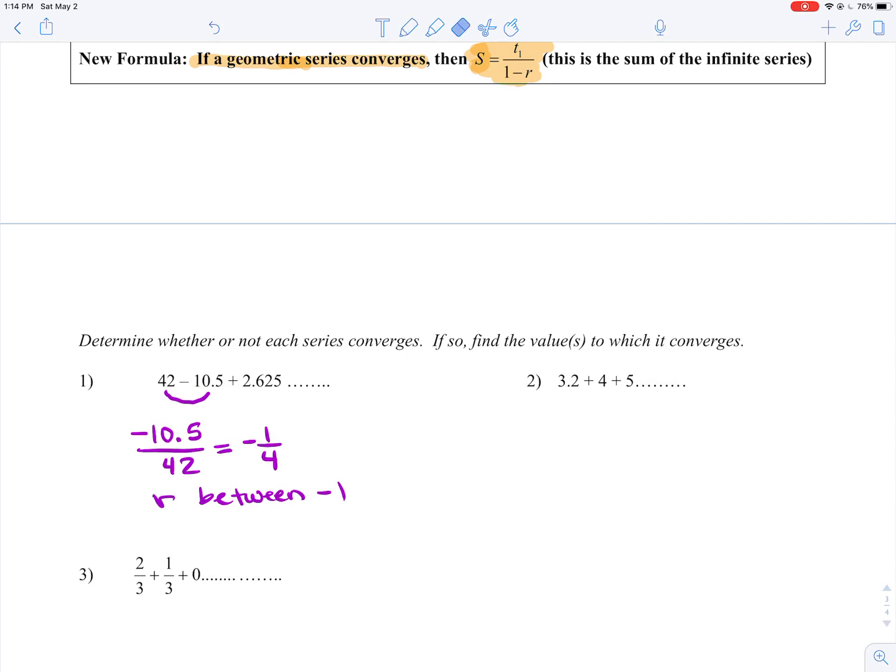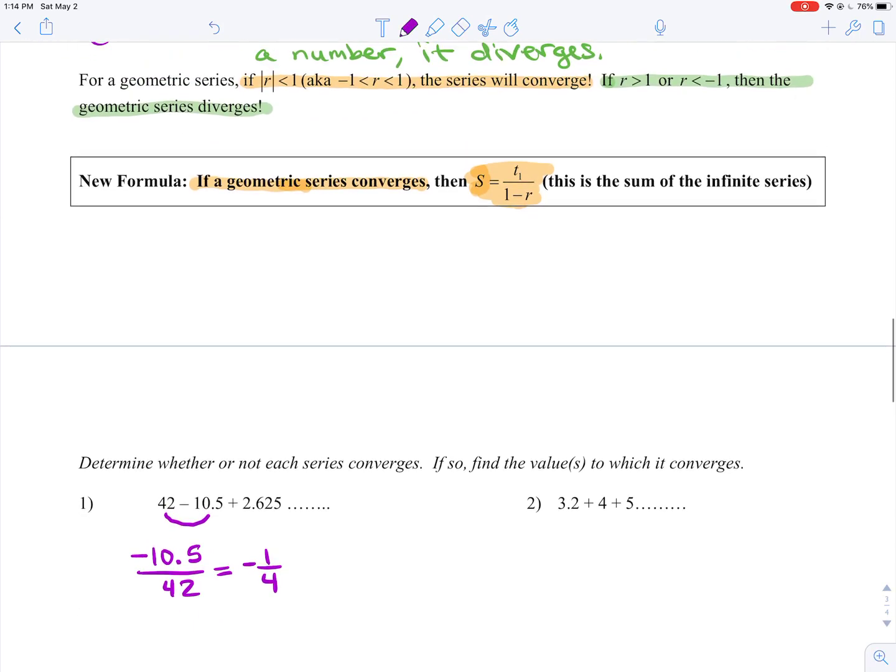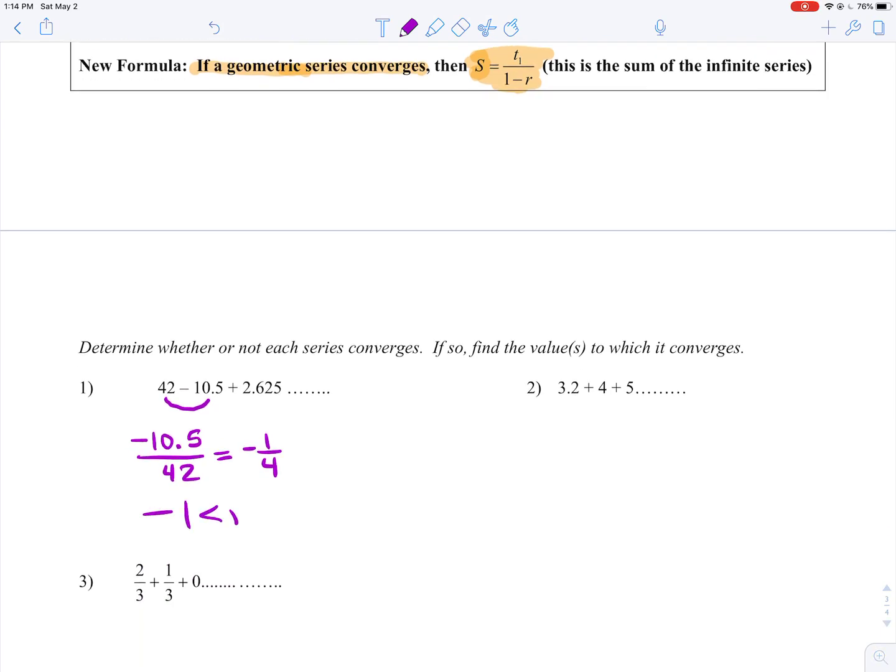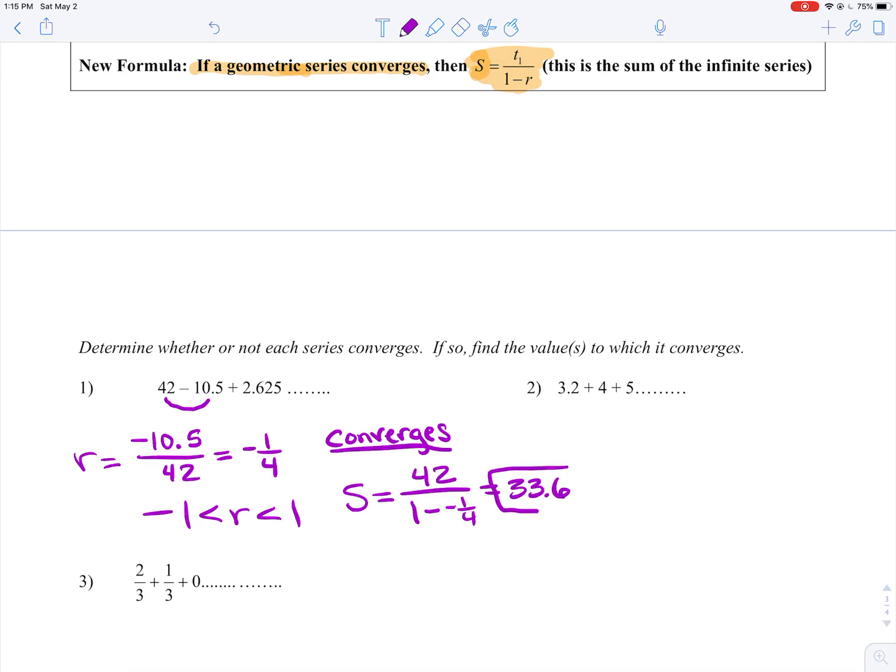let me write it as an inequality. Our r is between negative 1 and 1, so this is going to converge. And then it says find the value to which it converges. That's where we have to use our sum formula. So we're going to use the new formula. The sum equals our first term divided by 1 minus our r. So we're going to end up with 42 over 1 plus 1/4, or 33.6.